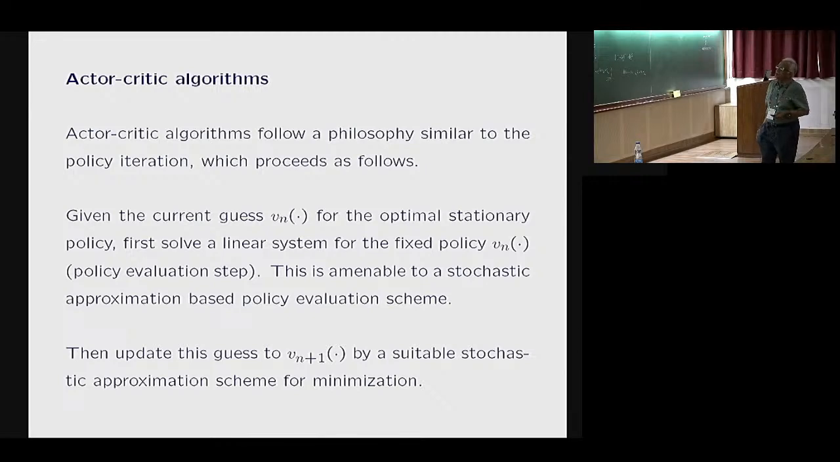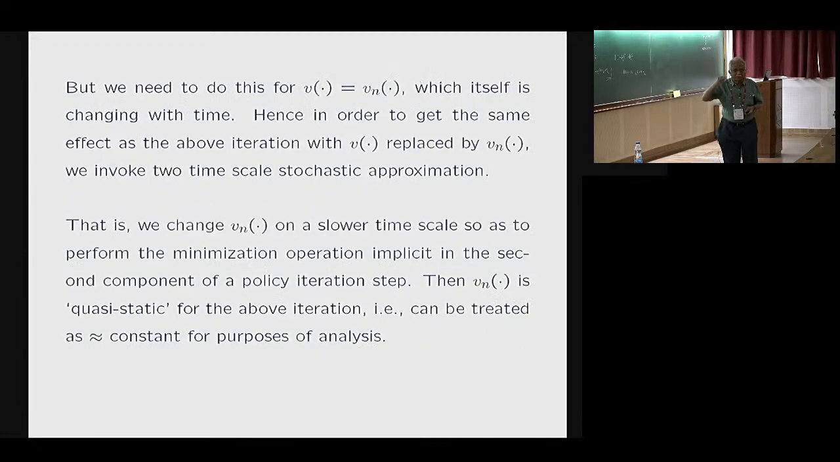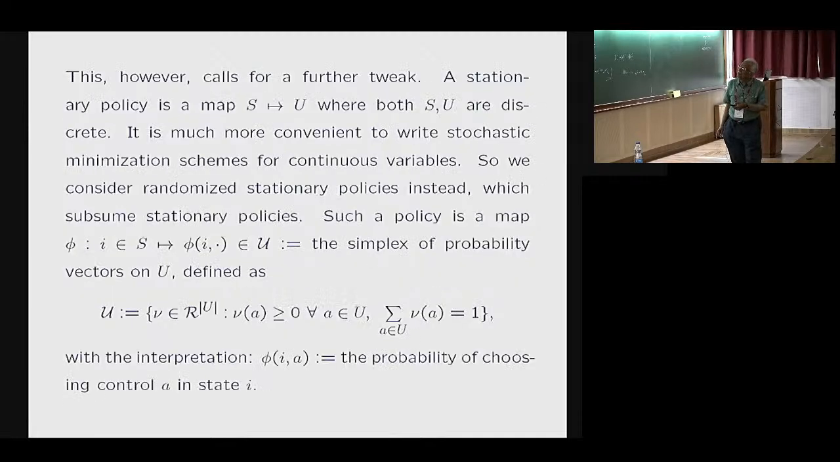The other class of algorithm is modeled after, inspired by, policy iteration, and it's easy to describe. I can replace policy iteration by stochastic approximation, which will be fine if the control was fixed, because then it's a linear stochastic approximation. The problem was the minimization. So what you do here is use two timescale stochastic approximation. Use a slower timescale to update the policy. It's convenient to update a randomized policy because the probability simplex is an easier object to work with, being a continuous variable rather than a discrete finite set.